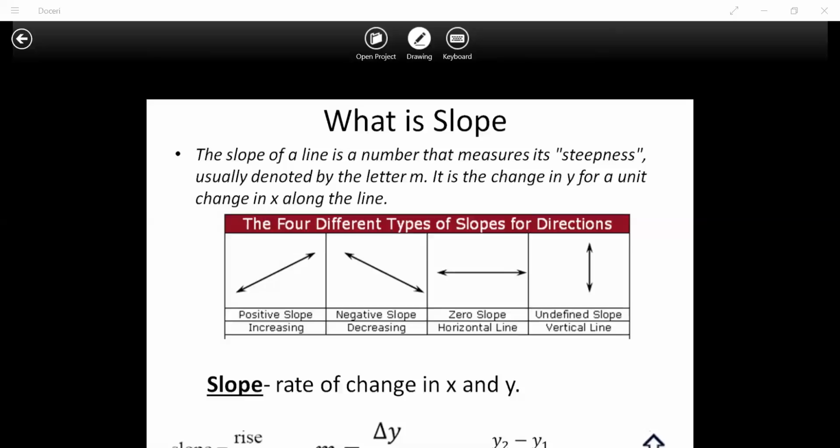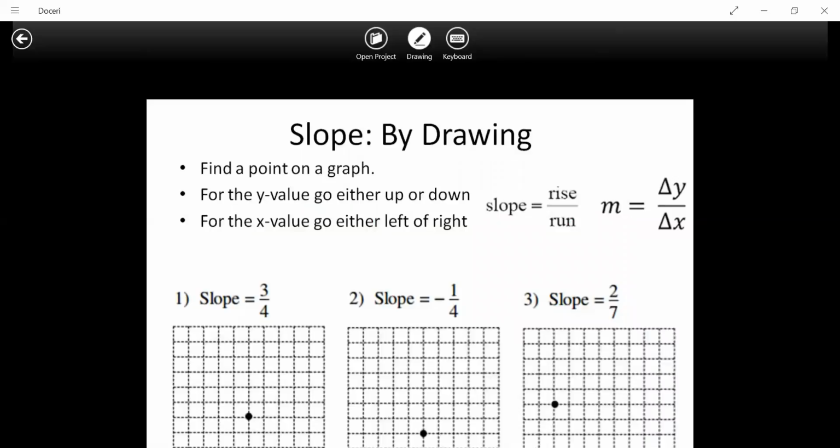All right, ready? Here we go. Now, the first one we're going to look at is slope by drawing. So copy those down. In steps, 1, 2, and 3. Yep, copy those down. Everything that's not copied there, I'm only giving you a graph.